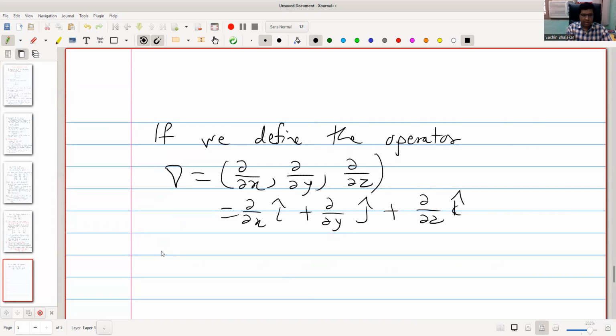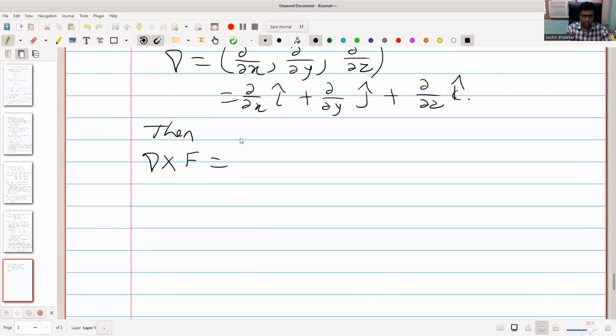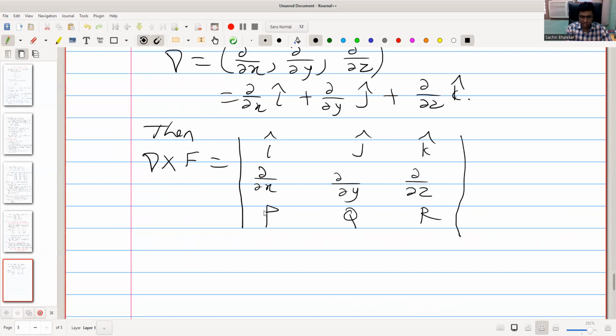So what is del cross F? Then this operator cross product with F, by definition of cross product, is a determinant whose first row is i hat, j hat, k hat. The second row is the components of this del. These are partials with respect to x, y, and z. And the third row is the components of F. These are p, q, and r. Let us find this determinant.